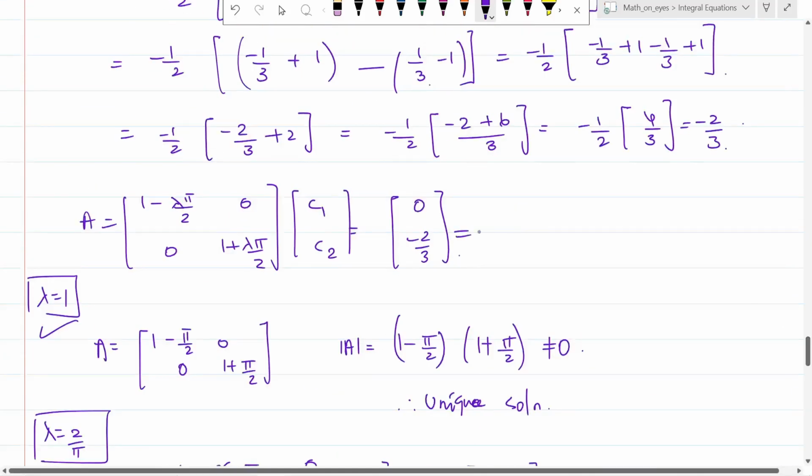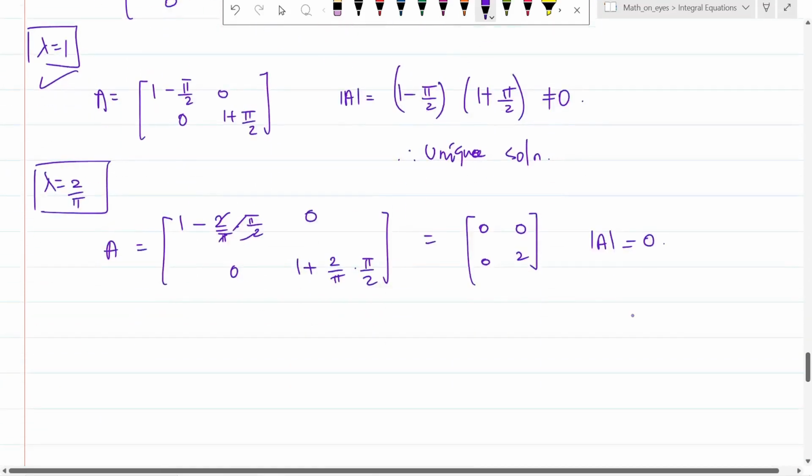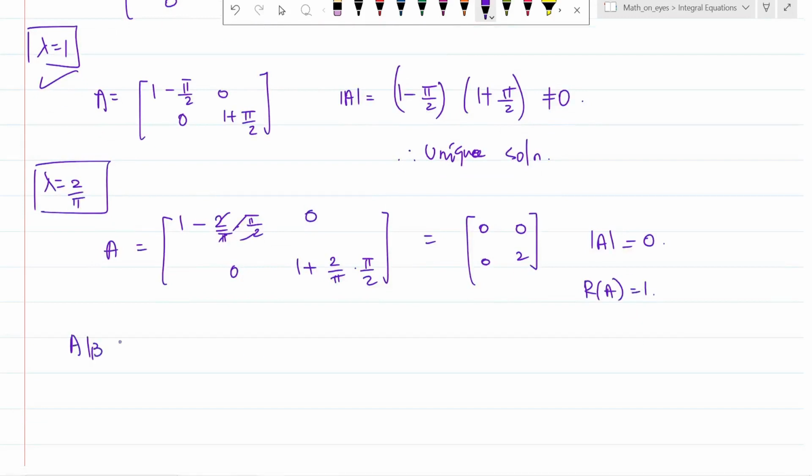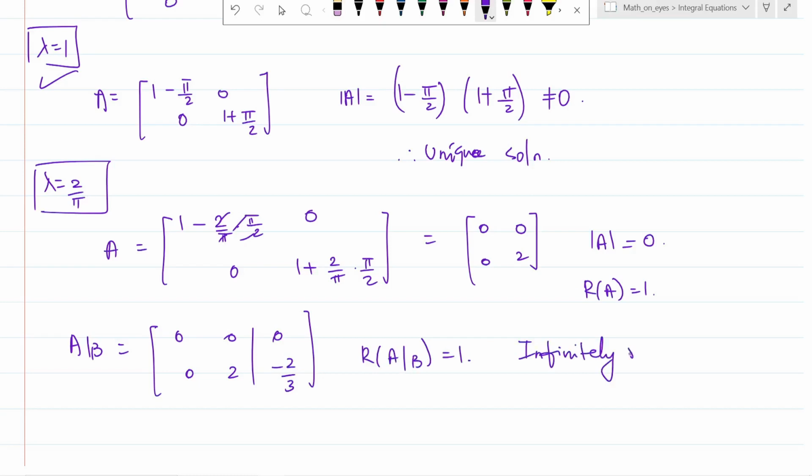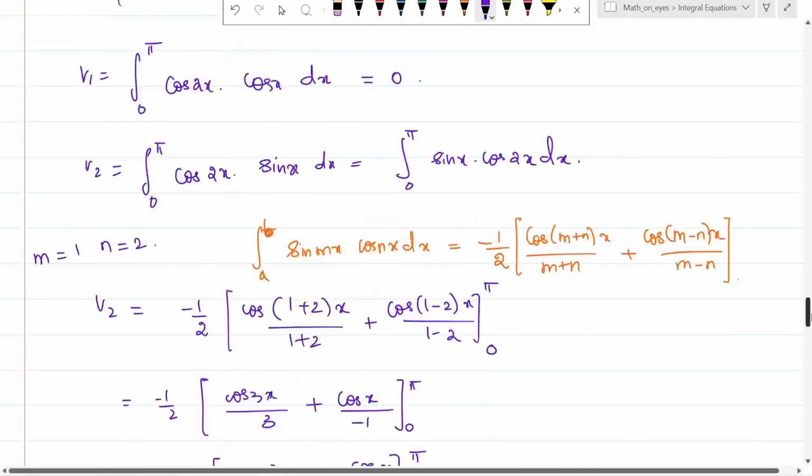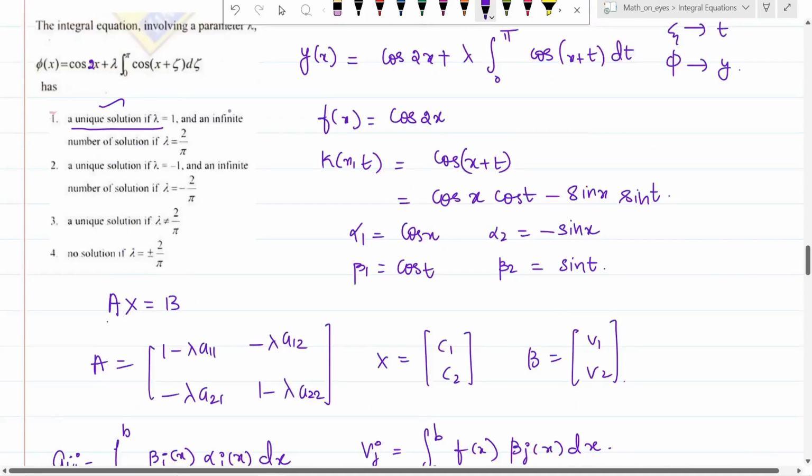So this is your matrix B and this is your X. We need to verify with the rank of A and A|B. The rank of A is 1 here. So find the augmented matrix A|B. Here it is 0, 0, 0, 2 and the B matrix is 0, minus 2 by 3. So here the rank of A|B is also equal to 1. Both the ranks are equal, therefore infinitely many solutions. Good. So the second half is also true, so option 1 is fully true.